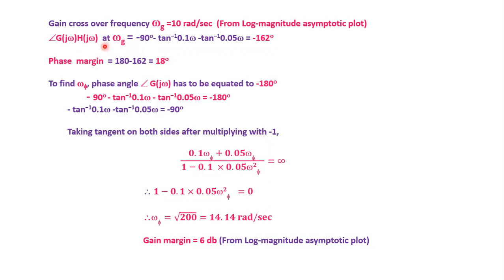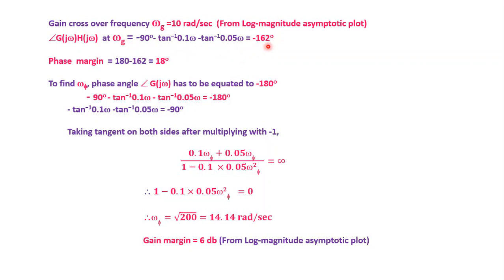Find the phase angle at the gain crossover frequency, that is where it cuts the unit circle. Find the phase angle. That phase angle is minus 162. This is the phase angle expression. Probably we might not have calculated this in the tabular column. That is why I am using the expression.